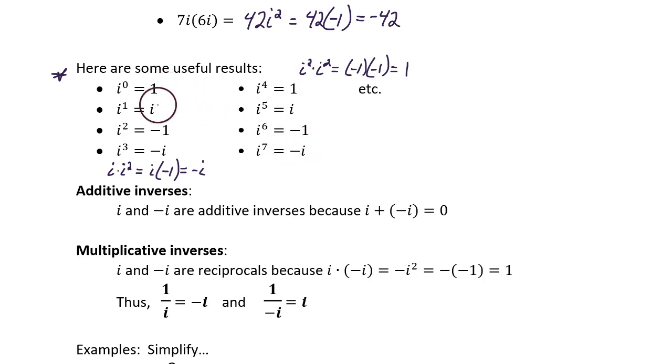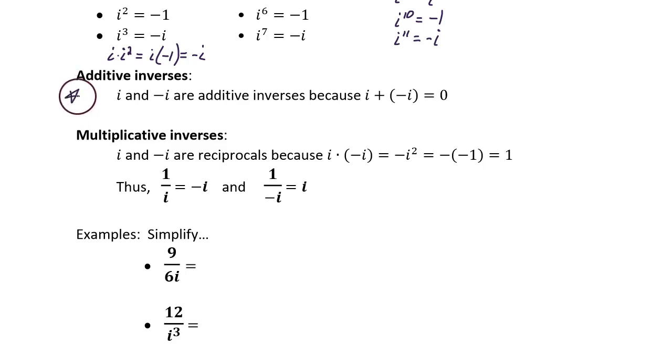We had that same pattern in this first column. So even though this chart doesn't continue farther, could you follow the pattern and get i to the 8th power? It's 1. What's i to the 9th? It's i. What's i to the 10th? It's -1. And what's i to the 11th? It's -i. And you could keep going on the chart.